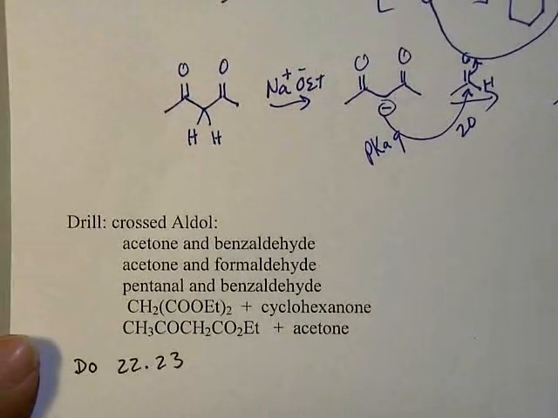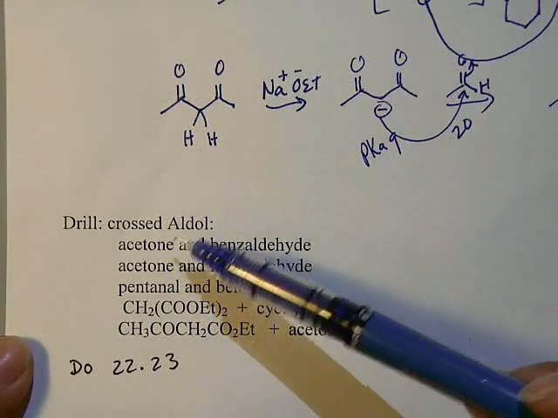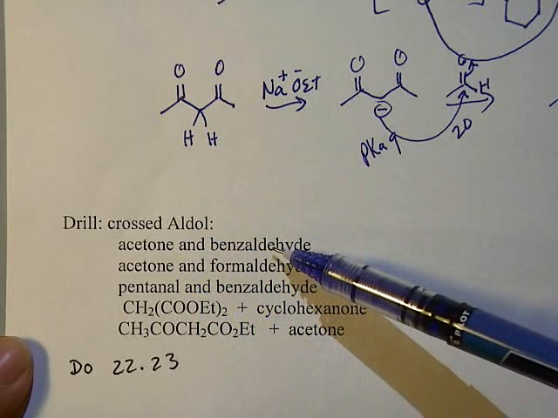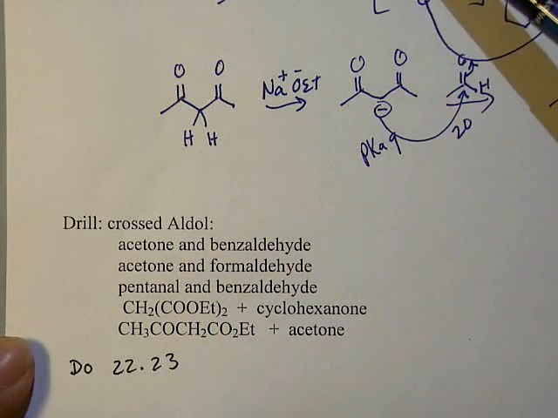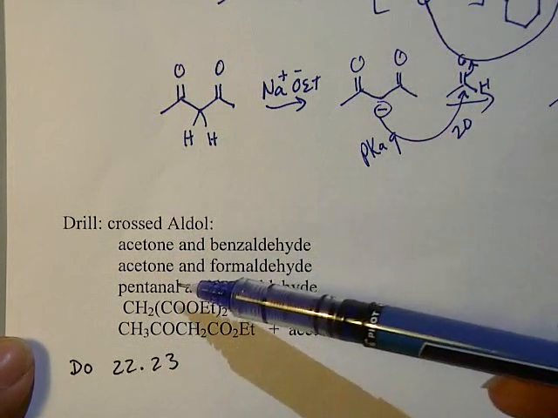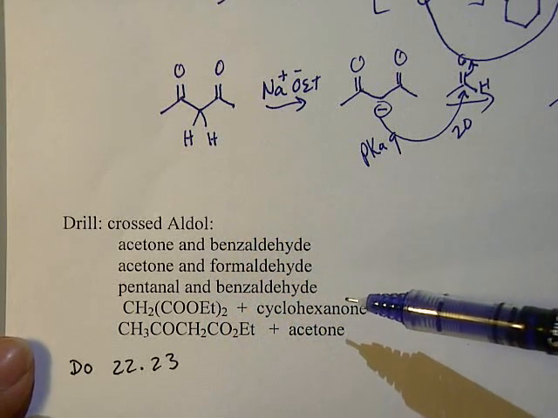All right. So at this point, you should be able to do these cross aldol problems in which you are reacting acetone and benzaldehyde, acetone and formaldehyde. So these are examples where the aldehyde has no alpha hydrogens. And then pentanal and benzaldehyde as well. Those three are examples of that.